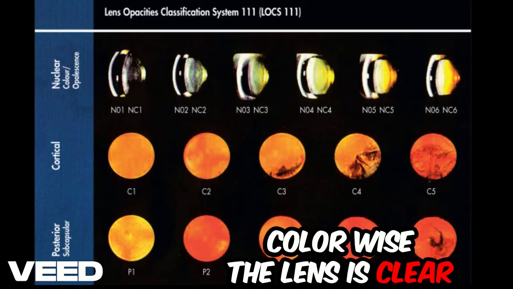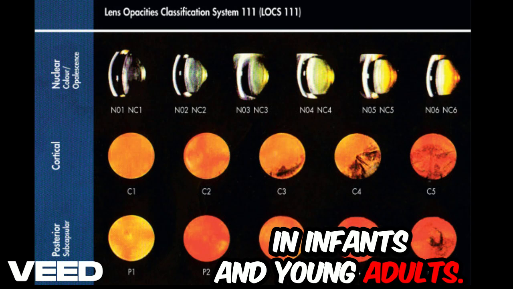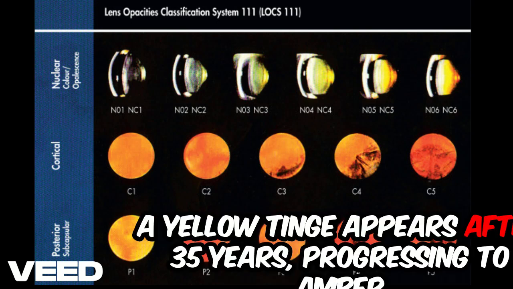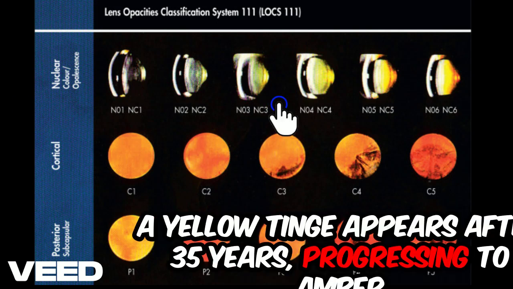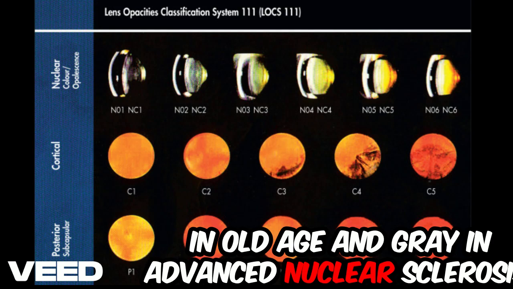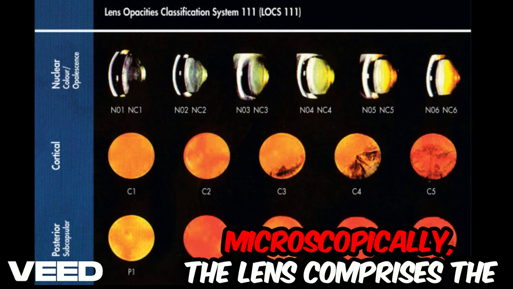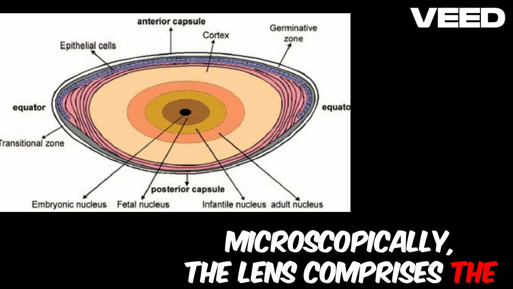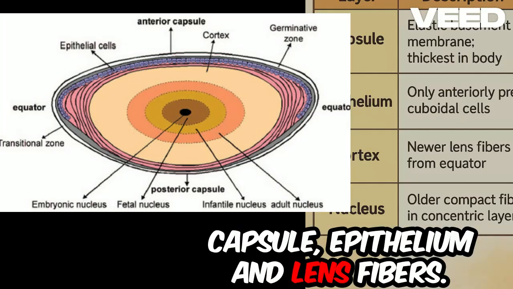Color-wise, the lens is clear in infants and young adults. A yellow tinge appears after 35 years, progressing to amber in old age and gray in advanced nuclear sclerosis. Microscopically, the lens comprises the capsule, epithelium, and lens fibers.